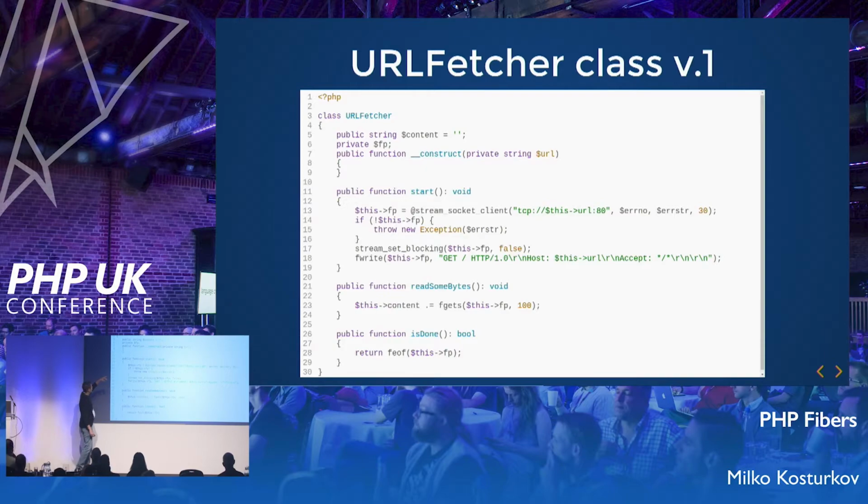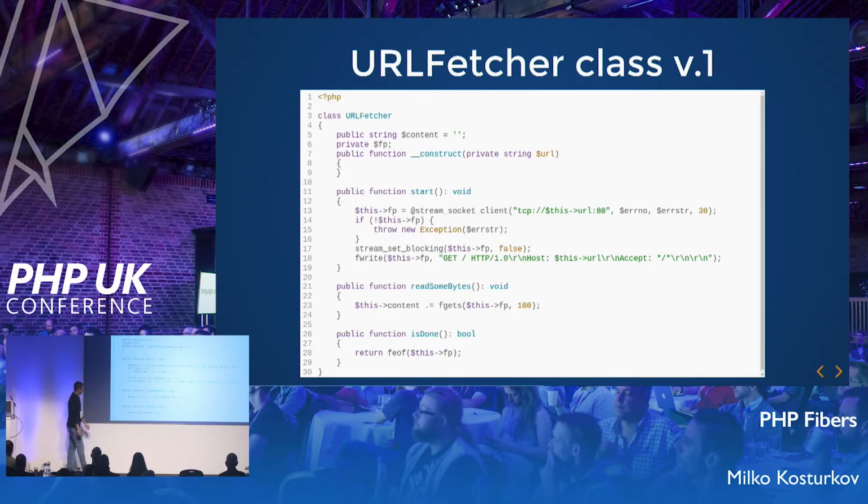In this class, we're going to have a property which will hold the content. We'll have a property which holds the file pointer to the stream, and we'll have the URL passed in. We're going to have a method start that is going to be the first block of lines that we saw. It's going to open the socket, check for errors, throw an exception, set the stream to blocking, make the request.